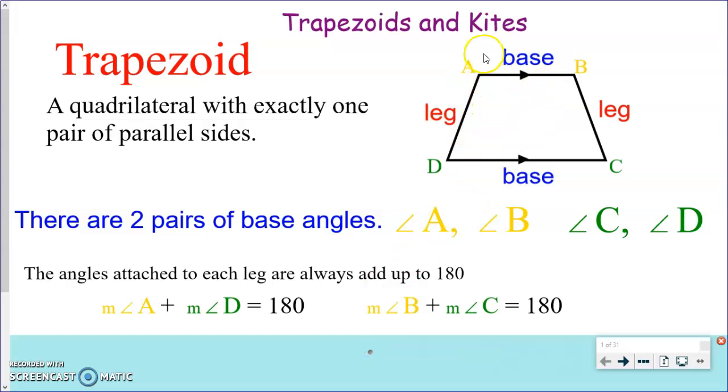Now, something that happens with every trapezoid: angle A and angle D are going to be supplementary, the two angles that are attached to this leg. Supplementary again means they add up to 180. Same thing is going to happen with these two angles. Angle B and angle C, they're attached to this leg, so they are going to be supplementary. So if you add them together, you get 180. It does not mean that D and C have to be the same or that A and B have to be the same. They might be the same, but they don't have to be.